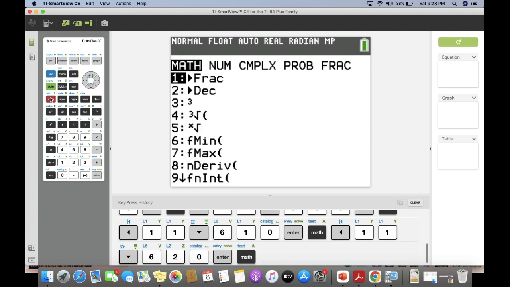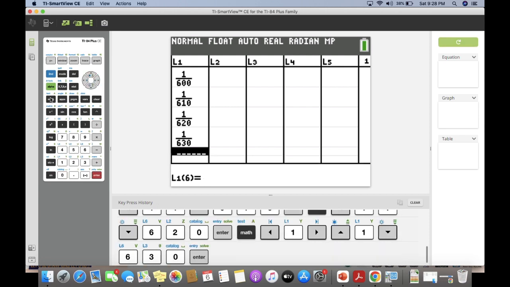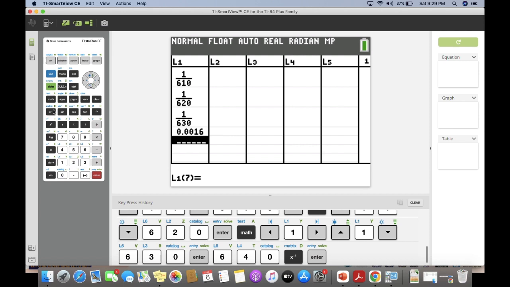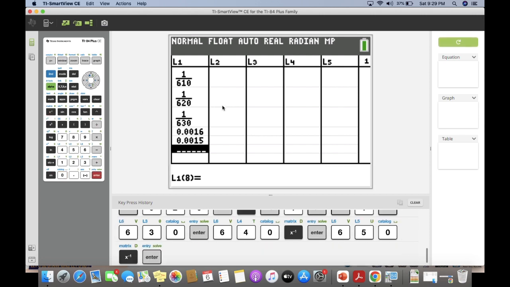Or if you want, you could also do it something like this. Wait, let me just finish this. 1 over 630. If you don't want to have it as 1 over 640, you can write it as 640 and then exponent of negative 1. That's also fine. That's the same thing. Okay, let's try 650 exponent of negative 1, just to make it faster. So it depends on you actually.